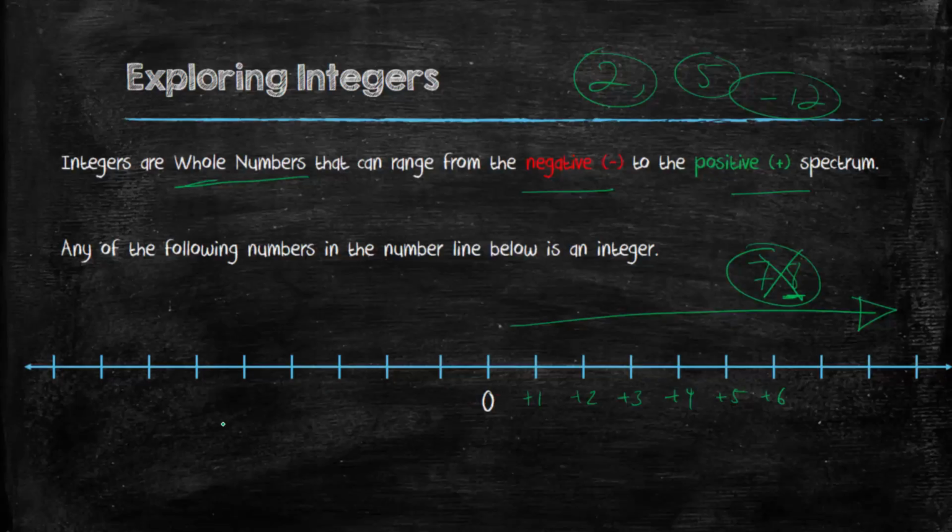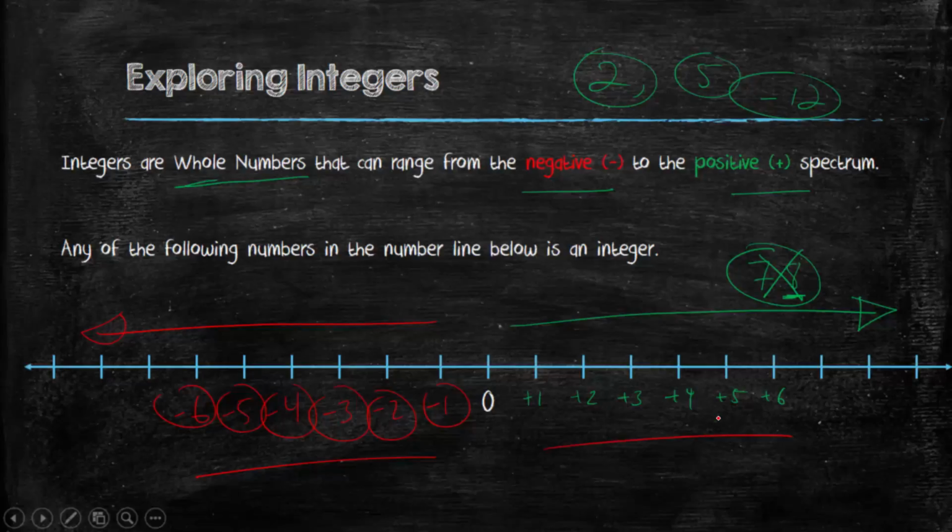Likewise, on the left side, the negative spectrum, so we go -1, -2, -3, -4, -5, -6, and so on for as long as we want. These are also integers, right? Because they're whole numbers. So it doesn't matter if it's negative or positive, an integer is a whole number, okay? So that's what an integer is. So let's look at a few questions together.